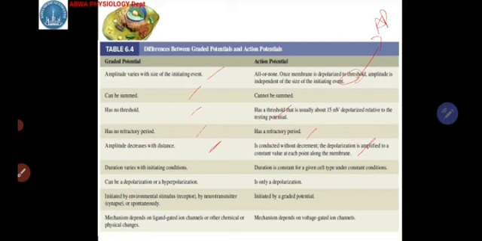Duration varies for graded potentials. Duration is constant for action potentials.